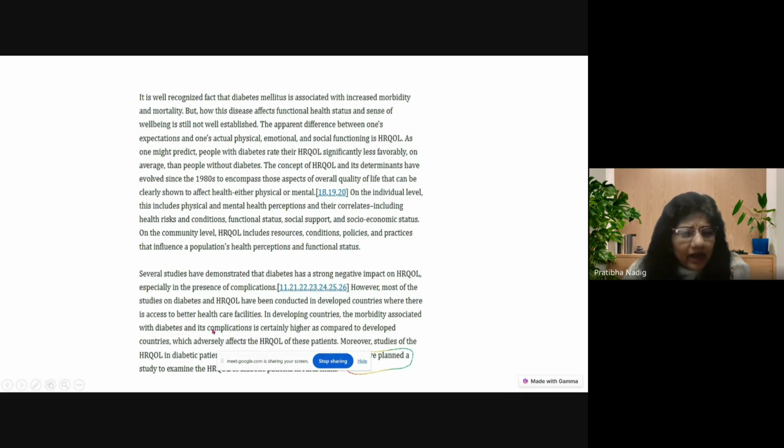So he says that in developed countries, access to care is better. In developing countries, morbidity associated with diabetes and its complications is higher as compared to developed countries, which adversely affects the HRQOL. Therefore, I would like to do this study. So that is how they substantiate.